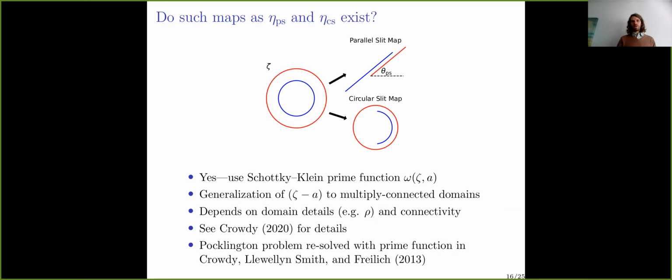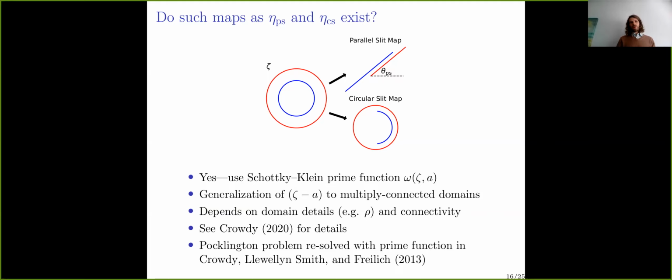I'm not going to go into detail either. Basically, it's just a generalization of beta minus A to multiply connected domains. And as Peter mentioned, it depends on the domain details. So in this case, it depends on the relative size of our circles in the annulus. And as you go to higher connectivity, then more parameters get involved. For details, you can see Darren Crowdy's book that just came out recently on solving problems in multiply connected domains.